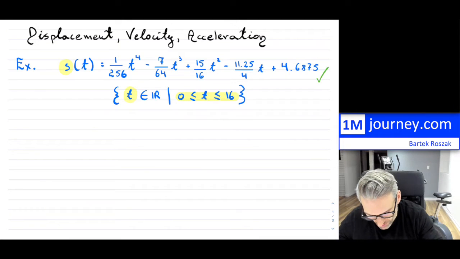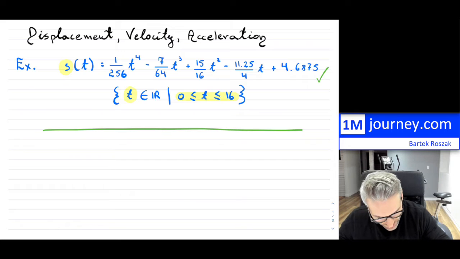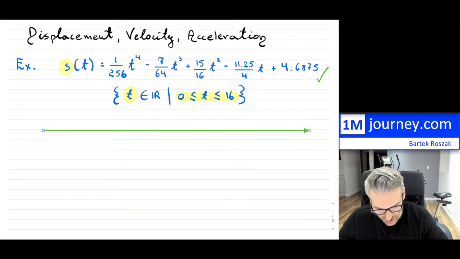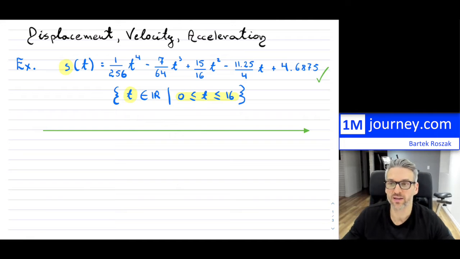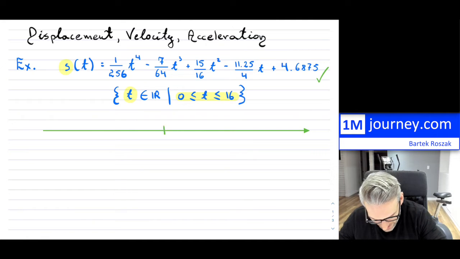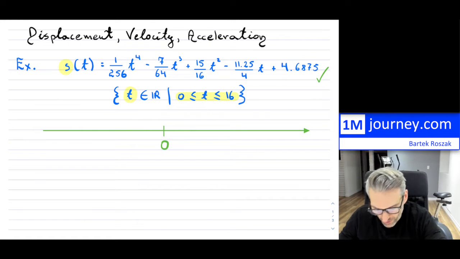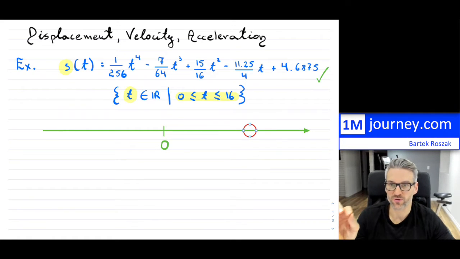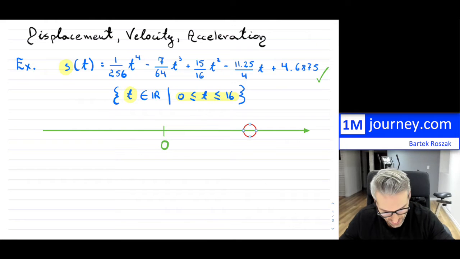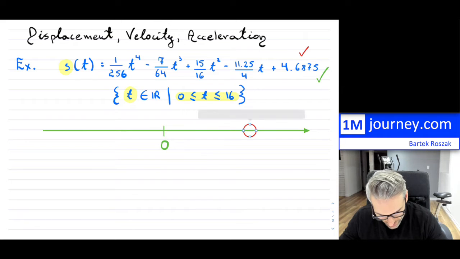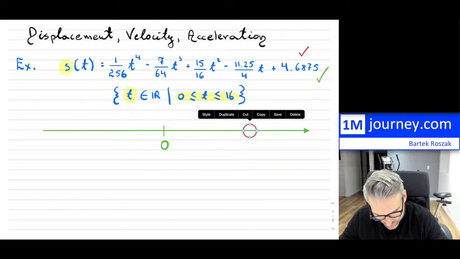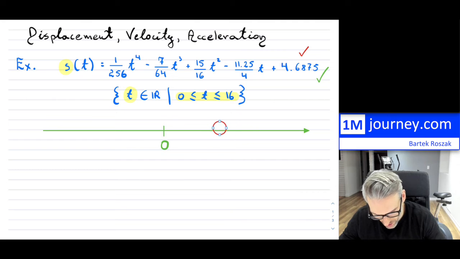So I would want you to envision this as, you have some straight line. Now it doesn't have to be horizontal, it can be vertical, it can be anything. And then we have some reference point. So our reference point, let's say, is 0. And then we have a particle which is going to be moving along this line. So this particle right here, at time equal to 0, is going to be at 4.6875. So it's going to start somewhere over here, and then it's going to be shifting around and moving somewhere along here.